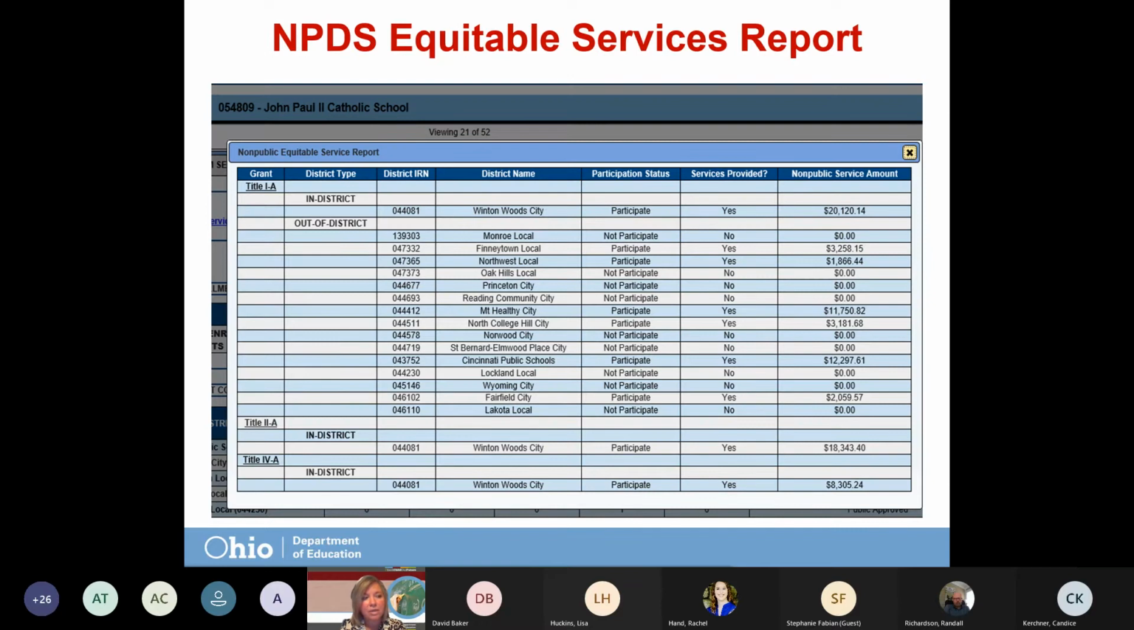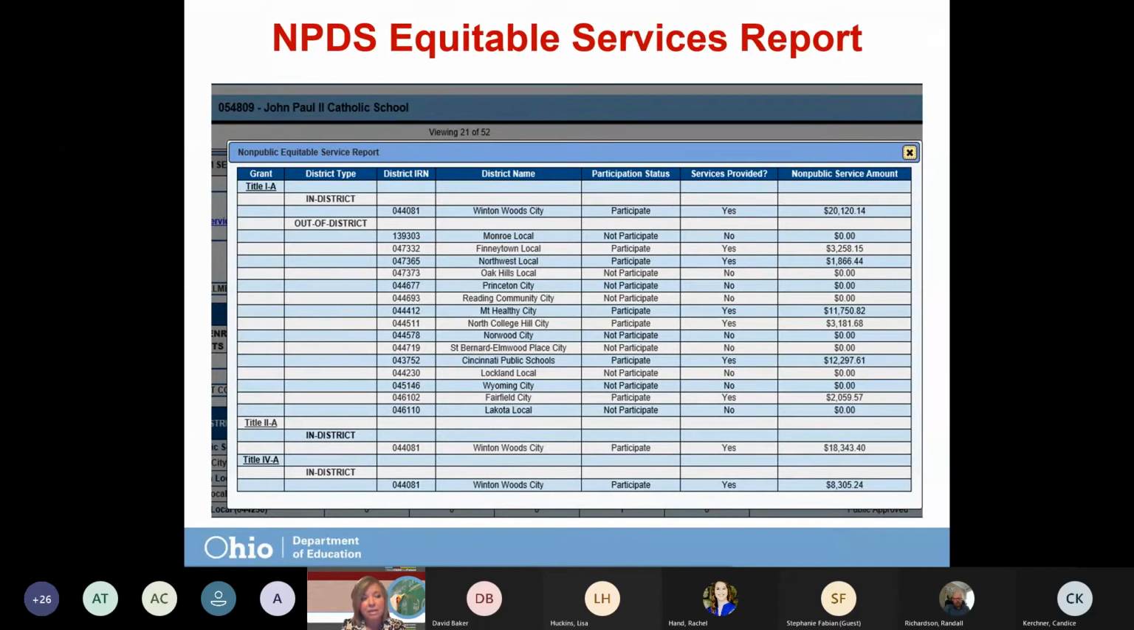As you can see, the report is for a single non-public school. In this case, it's John Paul II Catholic School. And this report will show the Title I equitable services amounts they've received from every district. The report also shows the amount of Title IIA and 4A funds they receive from their local district.